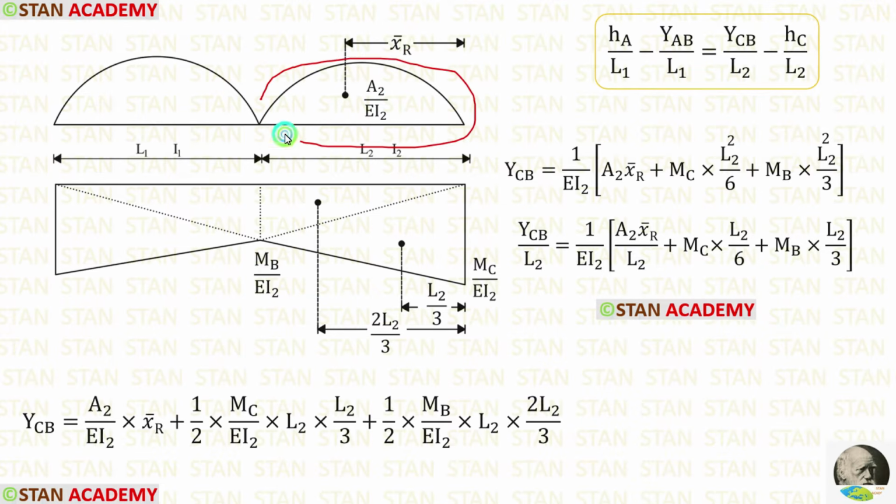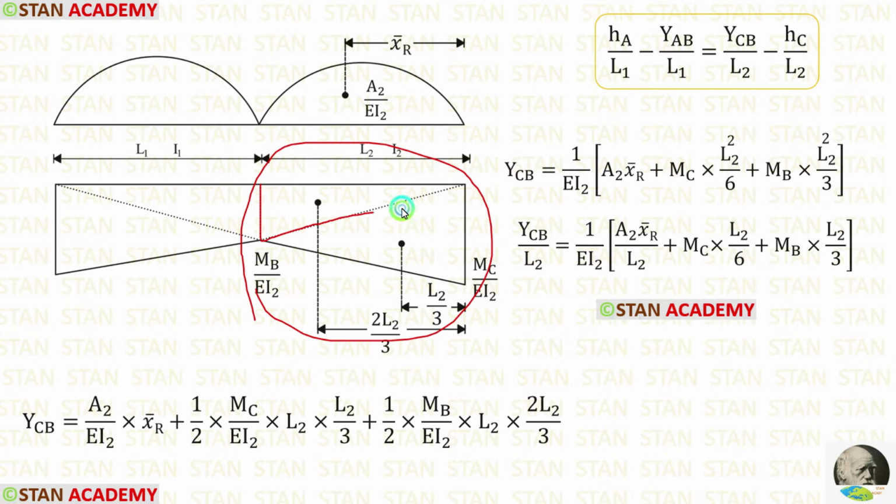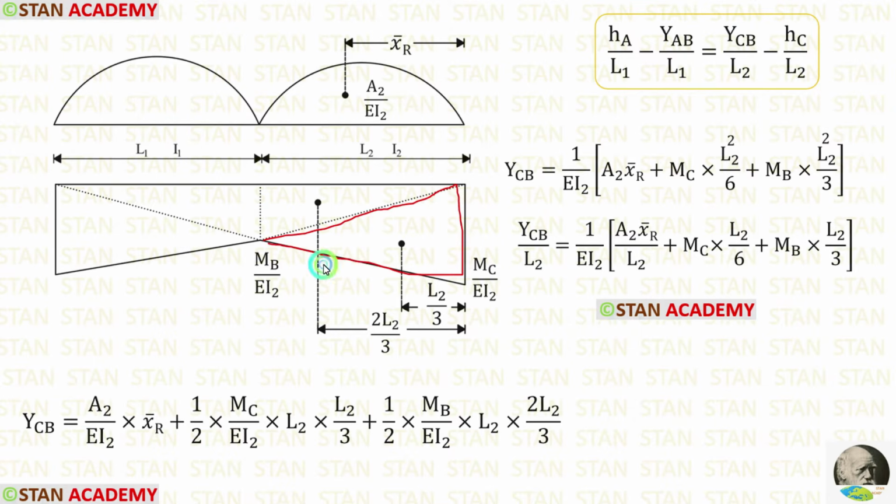In this diagram, let us calculate the moment area. For that, we have to multiply the area with the centroid. The area is A2 by EI2 and the centroid is x bar right. We can apply that. For this diagram, here also let us split as two triangles. For this triangle, the breadth is MC upon EI2, the height is L2. So for the area, we are getting this. The centroid towards the right is L2 by 3.